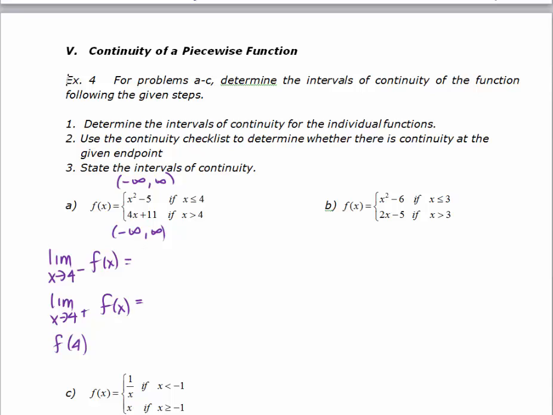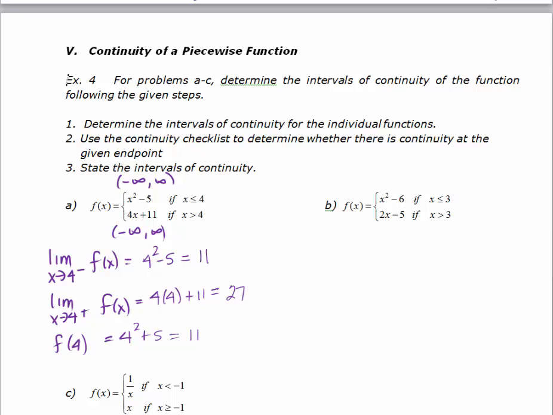So the limit as x approaches 4 from the left, I would be using the x squared minus 5 function. So that would be 4 squared minus 5. 16 minus 5 is 11. The limit as x approaches 4 from the right, I'm going to be using 4x plus 11, because this function is being used for x greater than 4. So I would take 4 times 4 plus 11, which is equal to 27. And f of 4 is going to be the 4 squared minus 5, because that's where the equal sign is. So that equals 11.